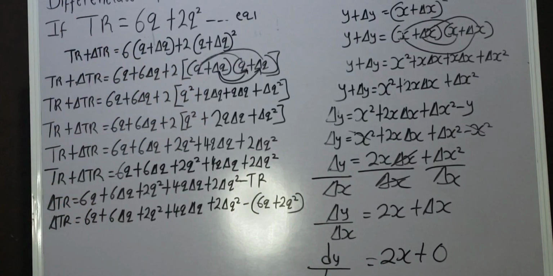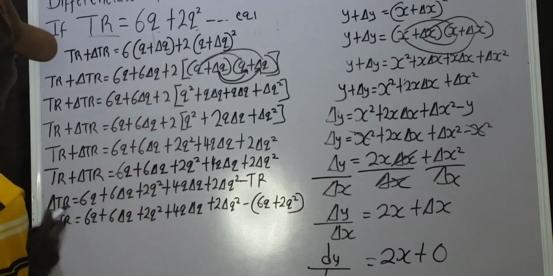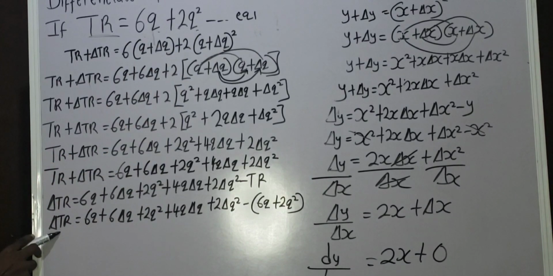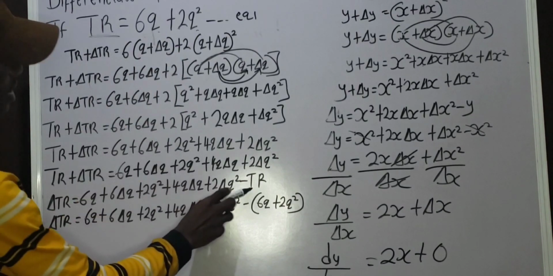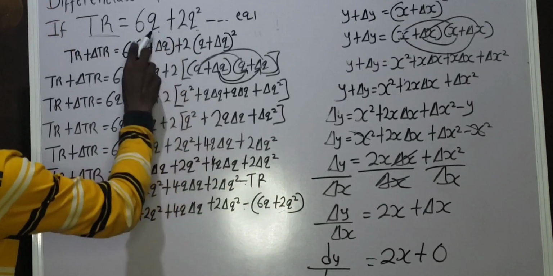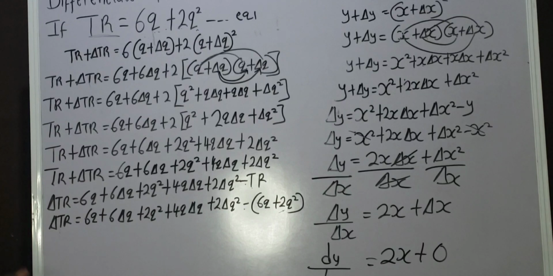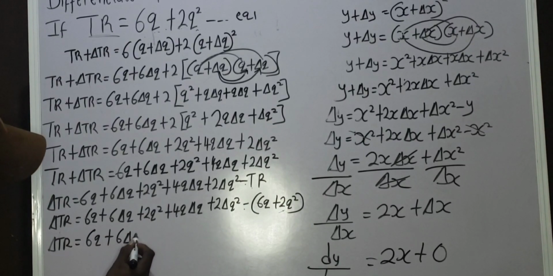Please pay attention. You are going to understand it. tr is what? 6q plus 2q squared. Having made delta r the subject of the formula, I moved this tr to the other side of the equation. So this negative sign is here. The value of tr in equation 1 is 6q plus 2q squared. That's why I substitute. I have not done anything. Okay? So let's proceed.